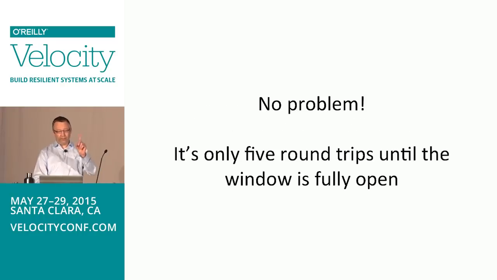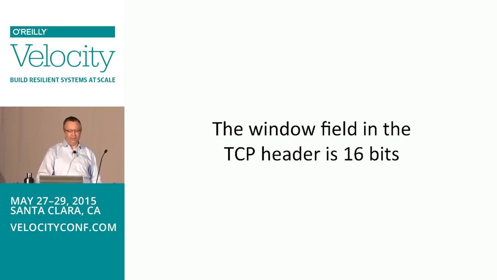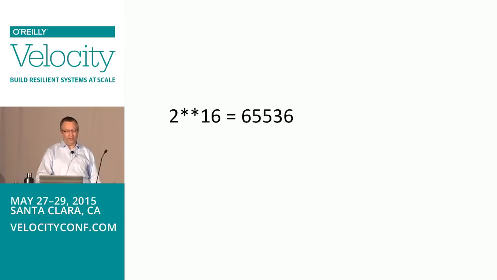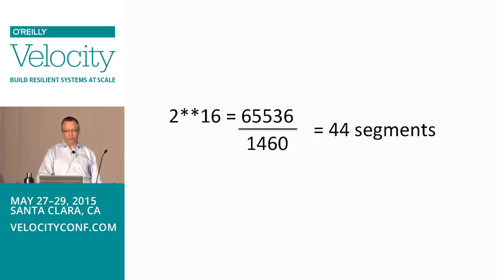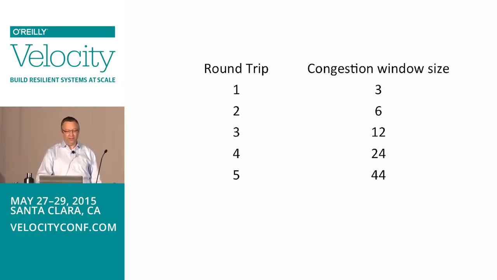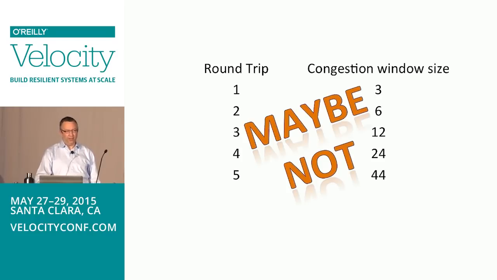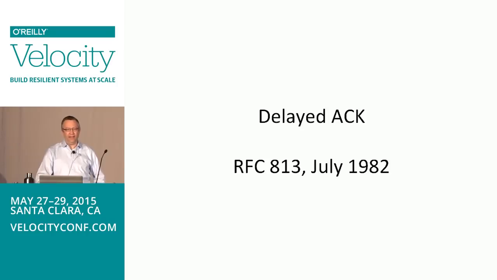But no problem, you say, it's only 5 round trips until the window's fully open. And you'd like that to be true. I said that the window field is 16 bits wide. 2 to the 16th is 64K. You divide that by a maximum segment size of 1460, and you get a maximum window size of 44 segments. And if the congestion window doubles in size with every round trip, it's only 5 round trips before you're shipping a full window. Except maybe not, because of the delayed ACK algorithm.